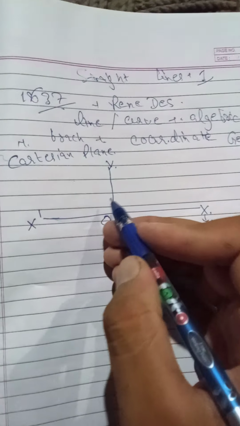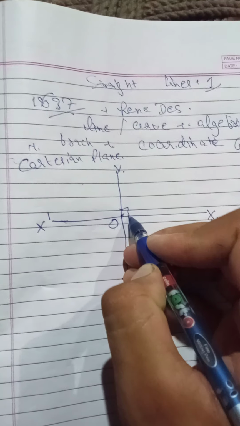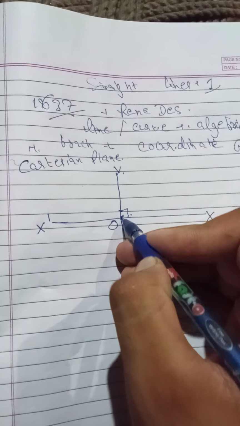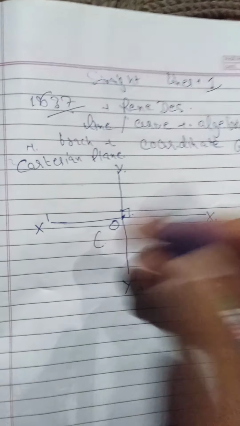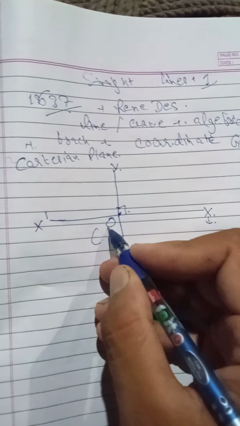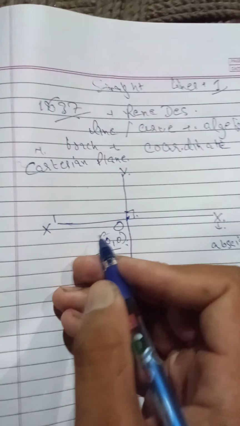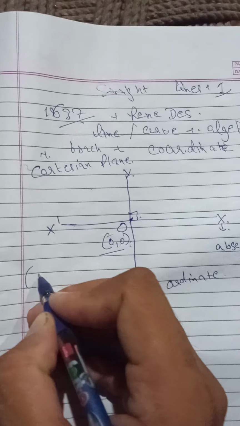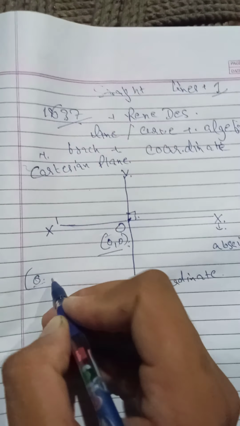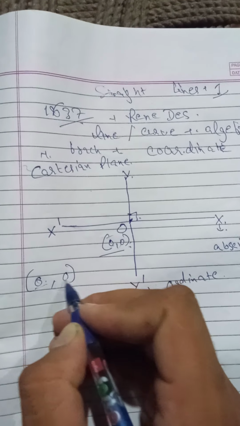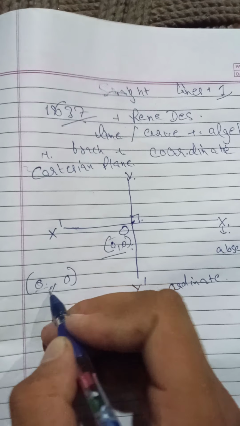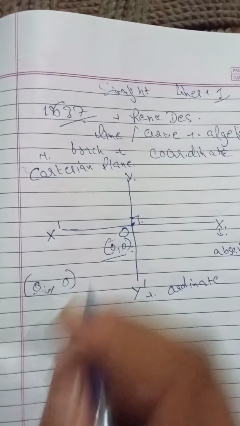These are two lines which are perpendicular to each other and meet at a point O, called the origin, and the coordinates of the point O will be (0, 0). We will represent any point by its distance from the x-axis and its distance from the y-axis, so the origin is again (0, 0).